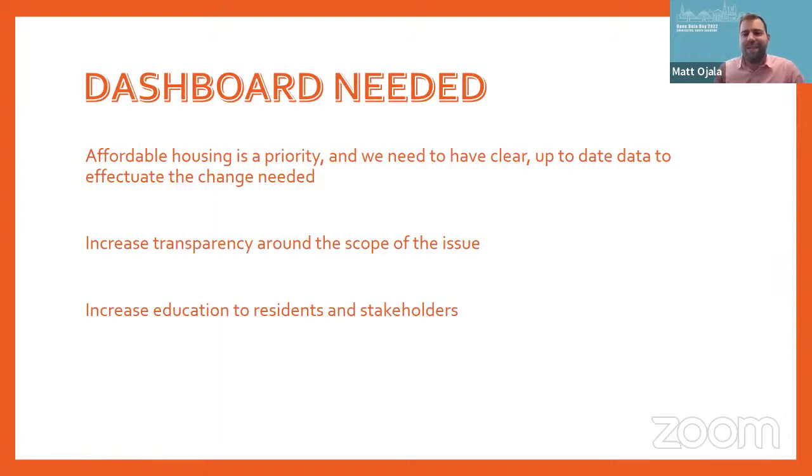Hopefully all of this information makes it clear that there is a need to have good data related to affordable housing and the need for this affordable housing dashboard that we're presenting today. Affordable housing is a priority in the city, so we need to have clear, up-to-date data in order to effectuate the change that is needed. The dashboard should also help to increase transparency around the scope of the issue and to increase education to our residents and stakeholders. So now I'm going to pass it on to Chloe.